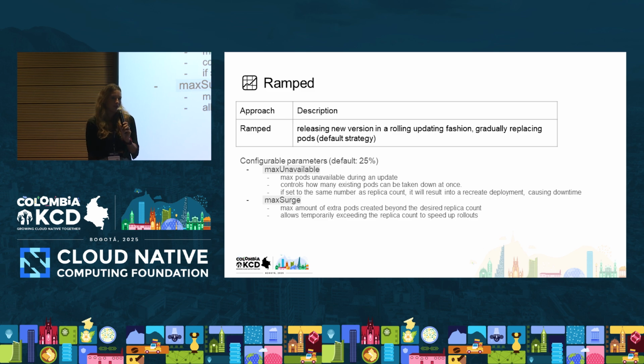With max unavailable, you define how many pods can be unavailable during the deployment. For example, you have 3 replicas, you say 1 can be unavailable, so there always need to be 2 pods running. Max surge is the opposite, more or less. There you decide how many pods can be above your replica count. So when you have 3 pods again, you say you have 1 max surge, so you can have in total 4 pods running.